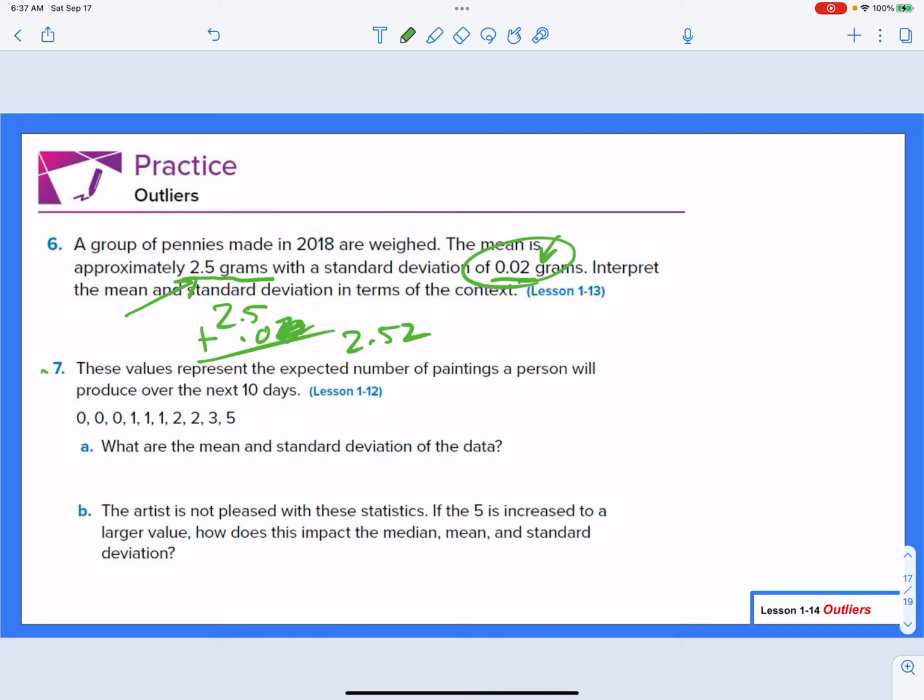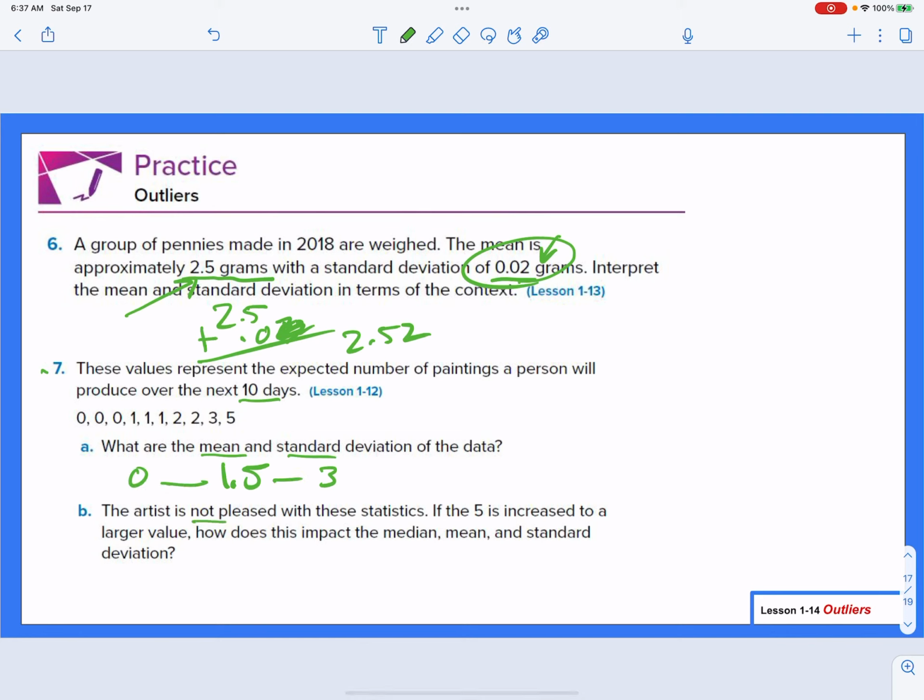Number 7. These values represent the expected number of paintings a person will produce over the next 10 days. What are the mean and standard deviation of the data? Well, the mean is we're going to add those numbers up, and when we add those numbers up, they're going to both be 1.5. So mean and standard deviation 1.5. So he does about 1.5 paintings a day, plus or minus 1.5, which means your high is about 3 and your low is about 0. That's kind of your spread there.